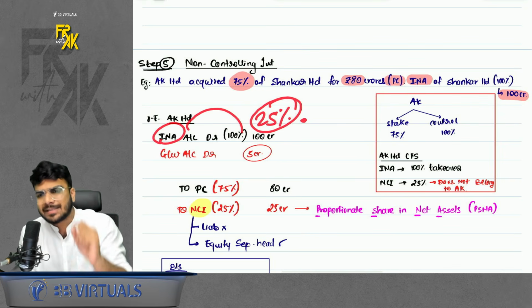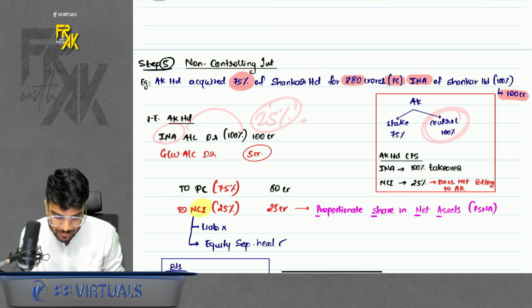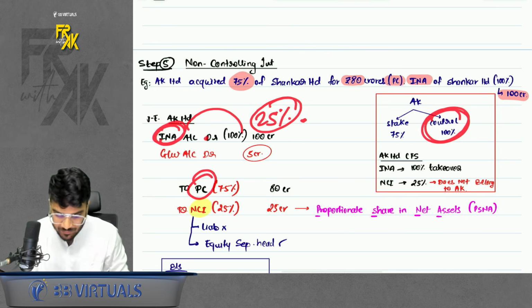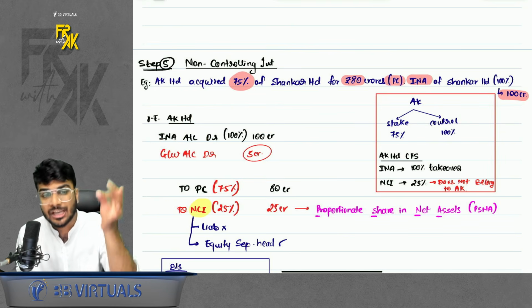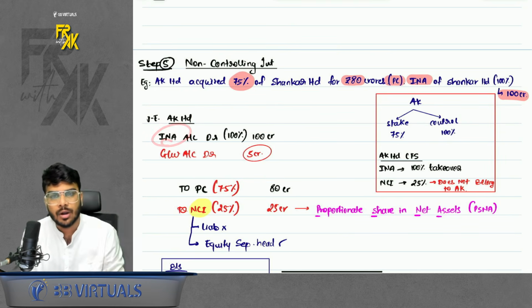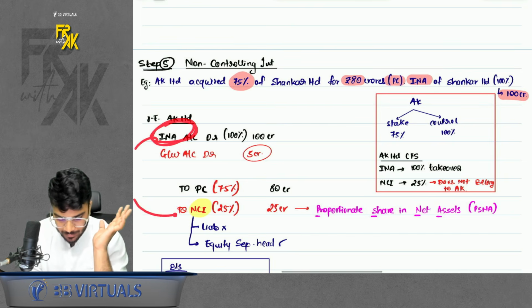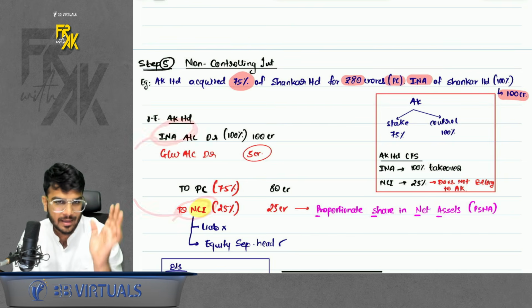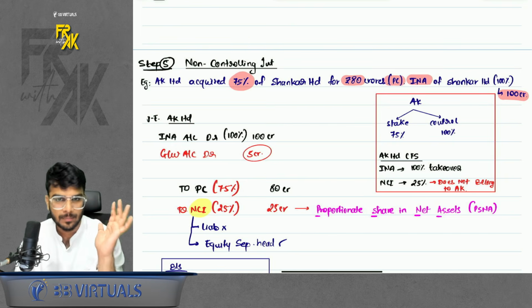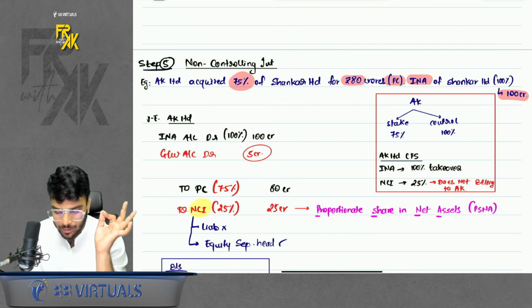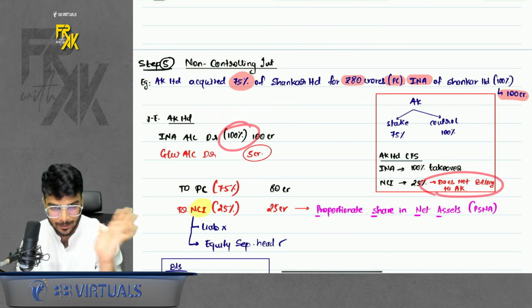Why did you record 100%? Because we control 100%. So in CFS we take over 100% INA of the subsidiary, but in PC we give only for 75%. So the extra 25% INA which we record is known as NCI. As soon as you debit the INA, you will create a corresponding credit in the name of NCI. How much will it be? 25%. It is just like the stake that does not belong to you. Still you recorded it. That stake is known as NCI.